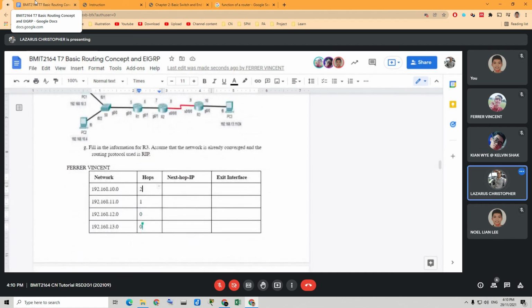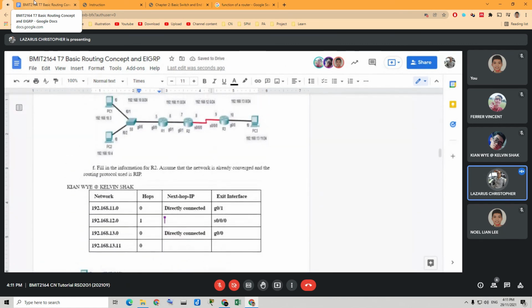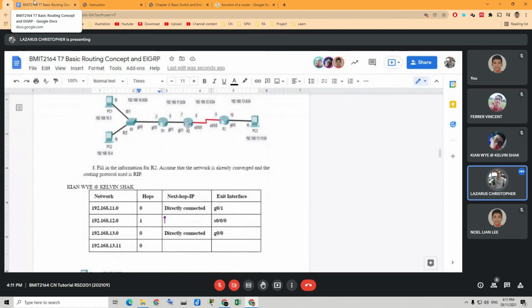So let me just correct that. So let's look at Kelvin's number F. Fill in the information for R2. So we're considering from R2. Assume the network has already converged and the routing protocol is RIP.